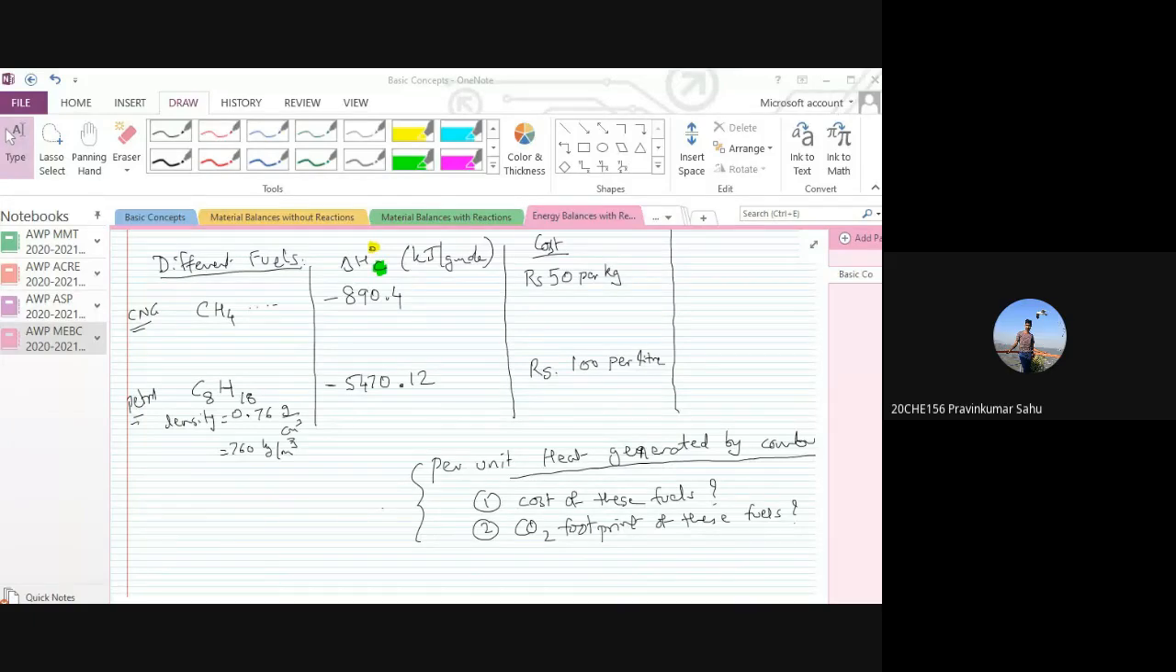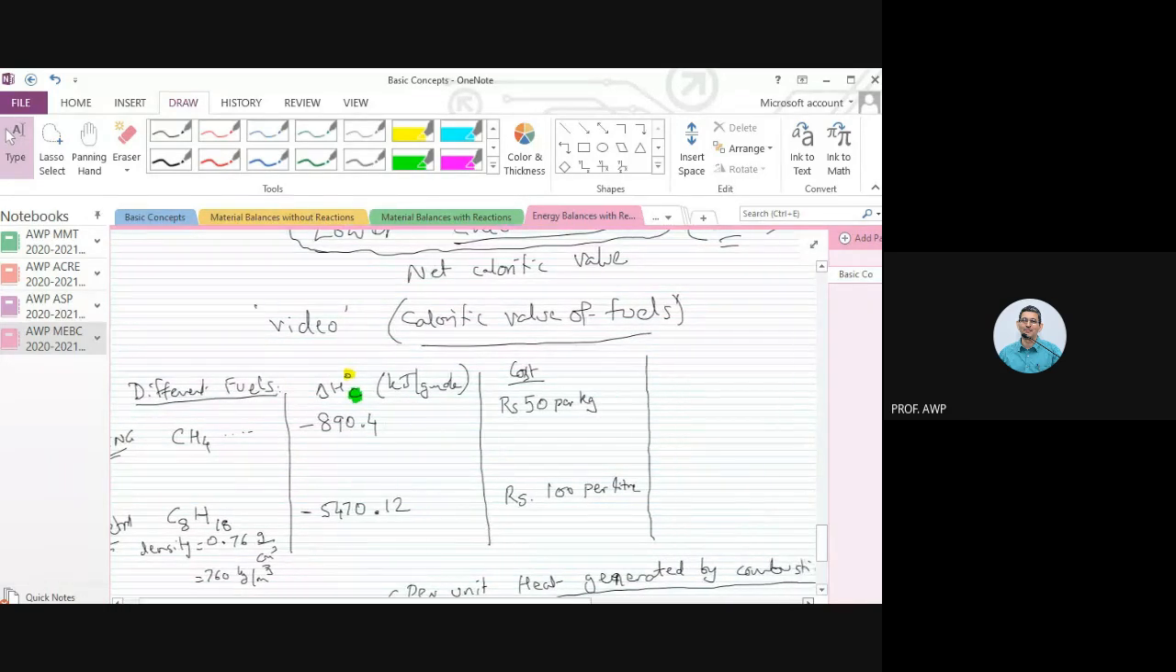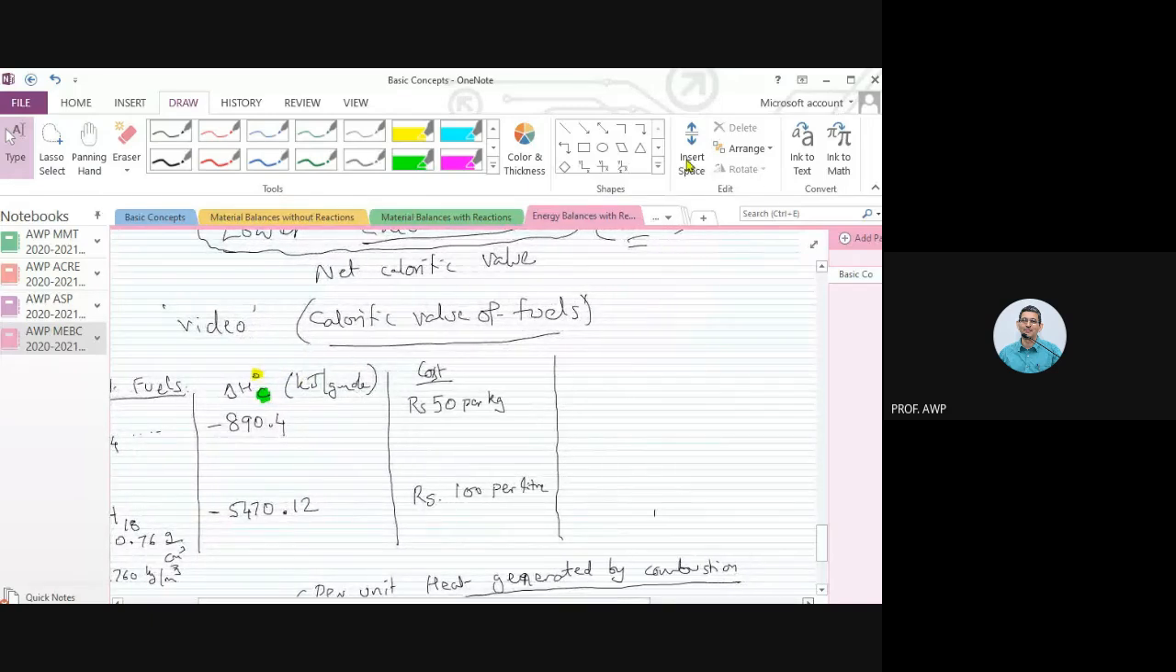Sir, for CNG, I'm getting 2.78 rupees per kg. Oh, sorry, per kilojoule. Okay. So you are taking basis as 1 kilojoule of energy that you want. Let me write some answers. So 1 kilojoule as energy liberated, that's what we want.